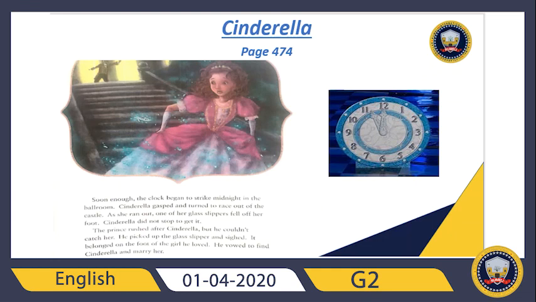The prince rushed after Cinderella, but he couldn't catch her. He picked up the glass slipper and sighed. It belonged on the foot of the girl he loved. So now he promised that he would find Cinderella and he would marry her. Now let us see, was he able to find her?